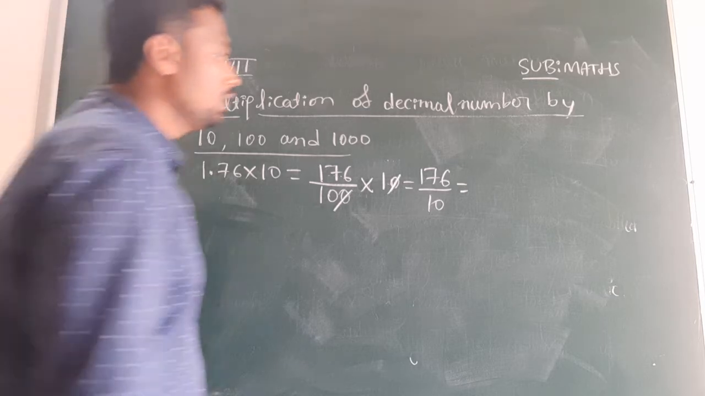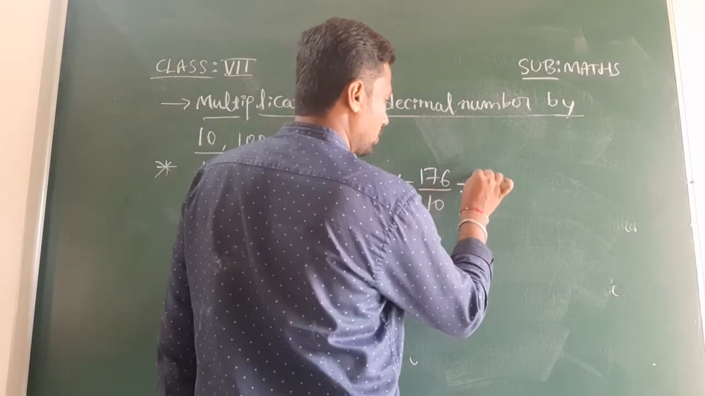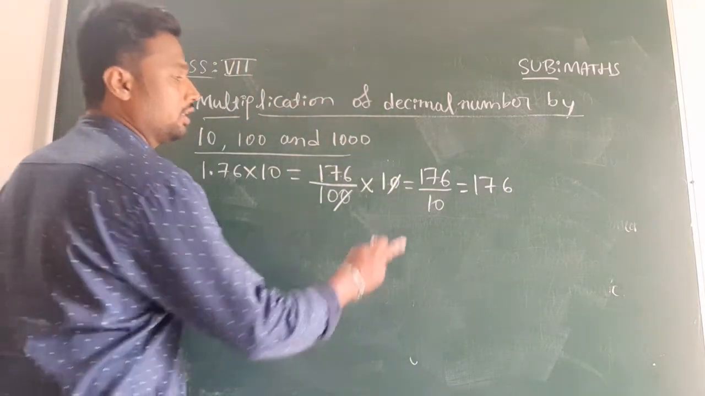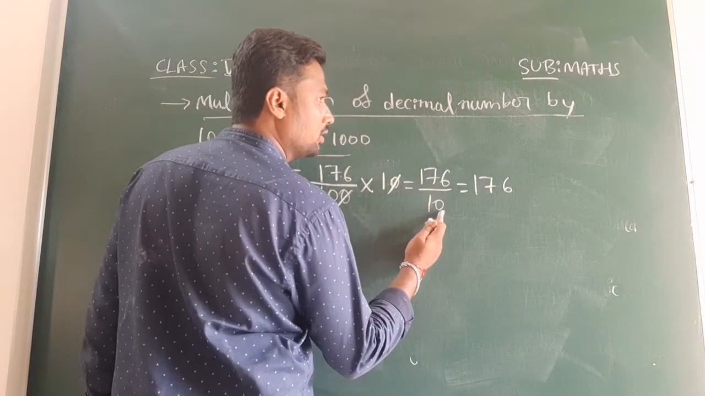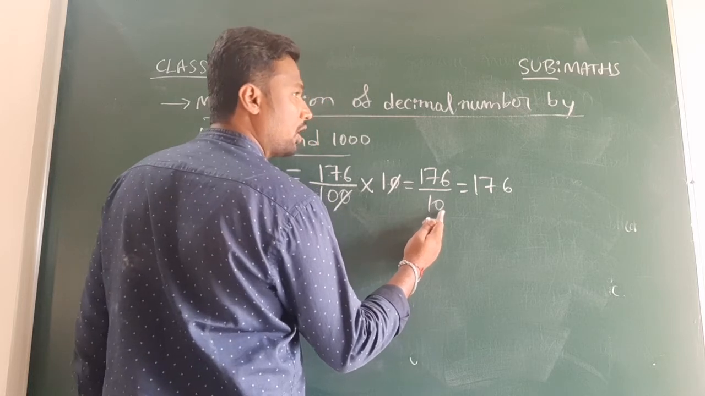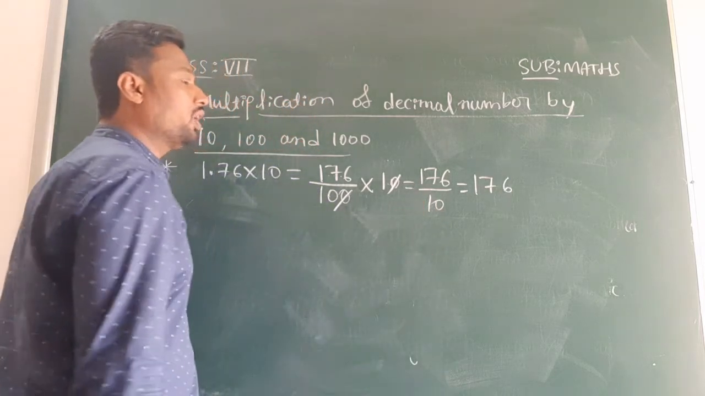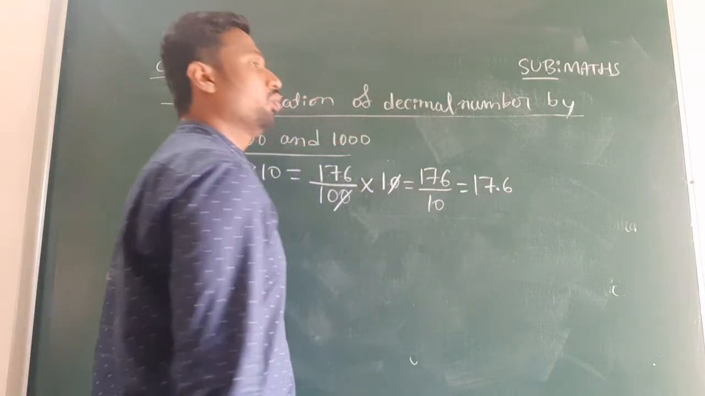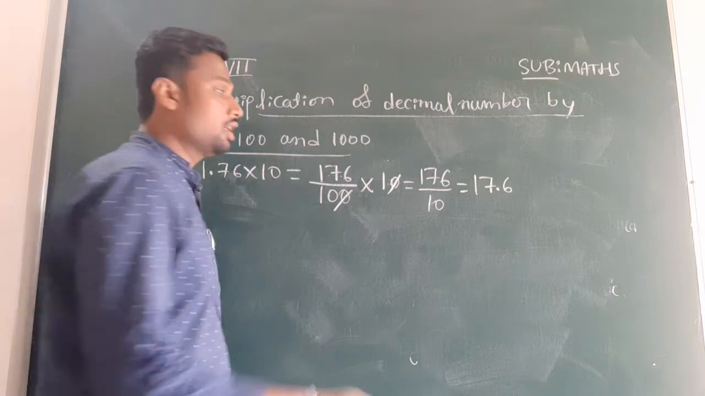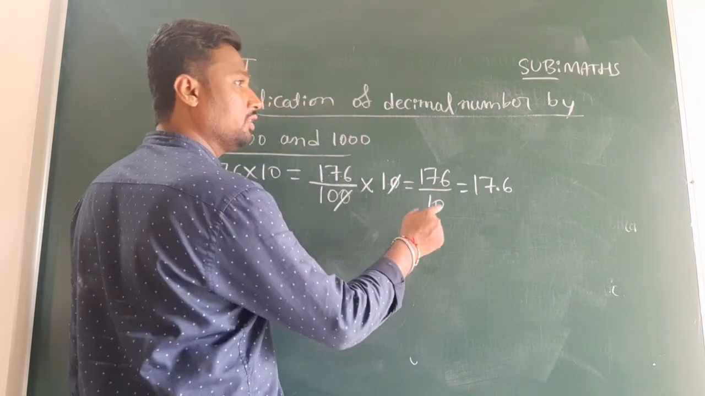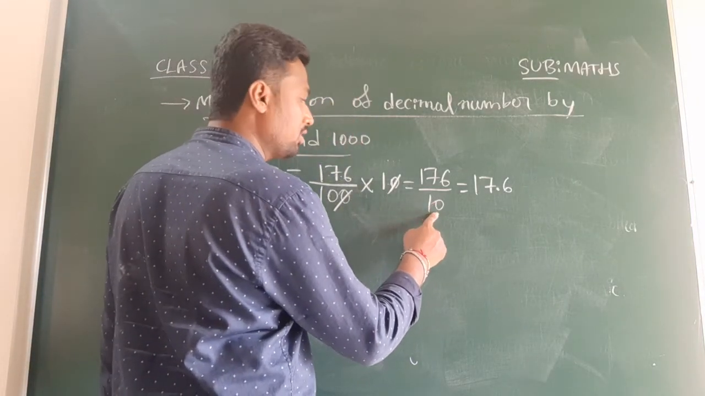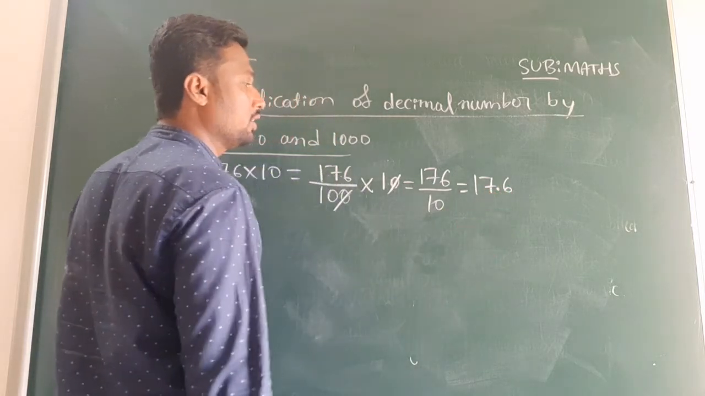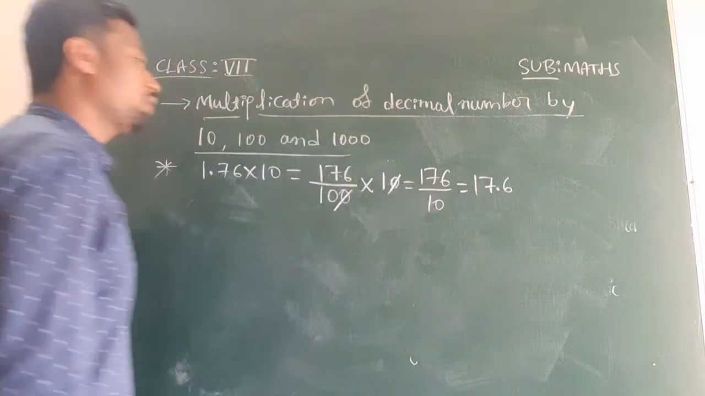How you can convert? You can see here, first I will write this number 176 as it is. Next, here in denominator we have 10, which means after this 1 we have only one 0. Therefore after this decimal point we should have only 1 digit. Again I will repeat, here in 10 how many zeros we have? Only one 0. Therefore after this decimal point we should have only 1 digit. So the answer is 17.6.